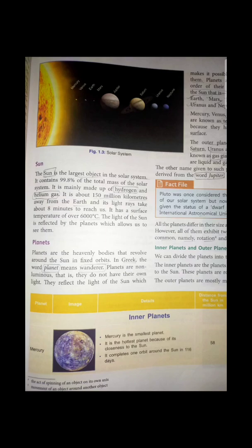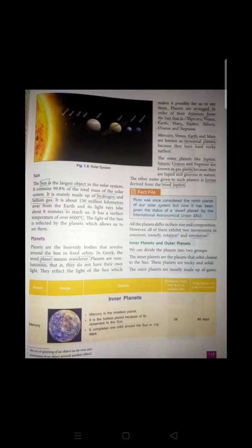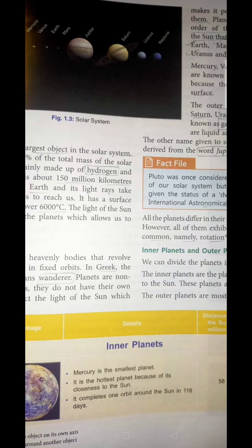Mercury is considered to be the smallest planet, and it is the hottest planet because of its closeness to the sun. Starting from the inner planets, firstly we will discuss the inner planets, and after that we will get to know about the outer planets. We are just going to understand the main features of the different planets. The first one is Mercury. Mercury is considered the smallest planet, and it is the hottest planet because of its closeness to the sun.